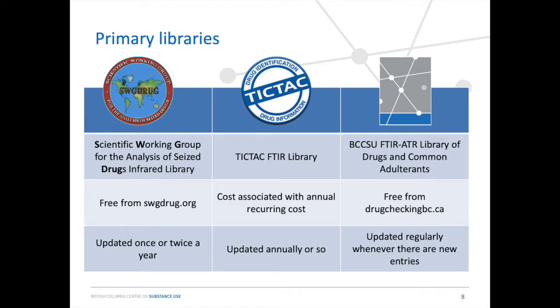Another common library is called TICTAC, made by an organization based out of London, England. This library is not free, however, and it requires yearly licensing, which can be quite expensive. It's updated about once a year. The third library we use is called the BCCSU FTIR ATR Library of Drugs and Common Adulterants. This open source and free library contains lab-confirmed drug samples brought in for drug checking in British Columbia. It also contains some of the most common adulterating agents.